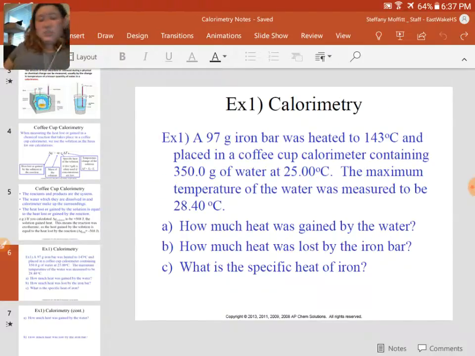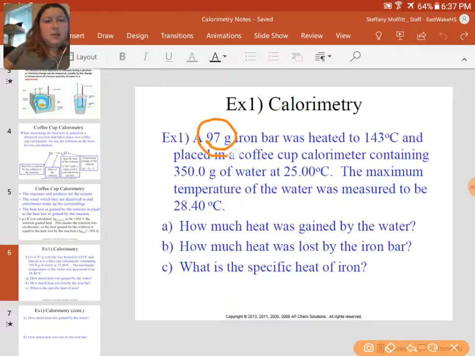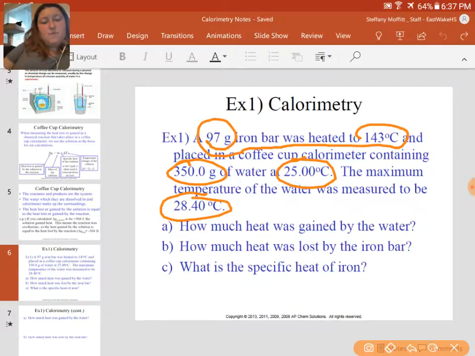So let's jump right into a practice problem. Example 1: a 97-gram iron bar was heated to 143 degrees Celsius. So this iron bar was originally that hot. And it was placed in the coffee cup calorimeter, which is at that temperature, containing 350 grams of water, and the water is at 25 degrees Celsius. The maximum temperature of the water was measured to be 28.40 degrees Celsius. It asks a variety of questions.